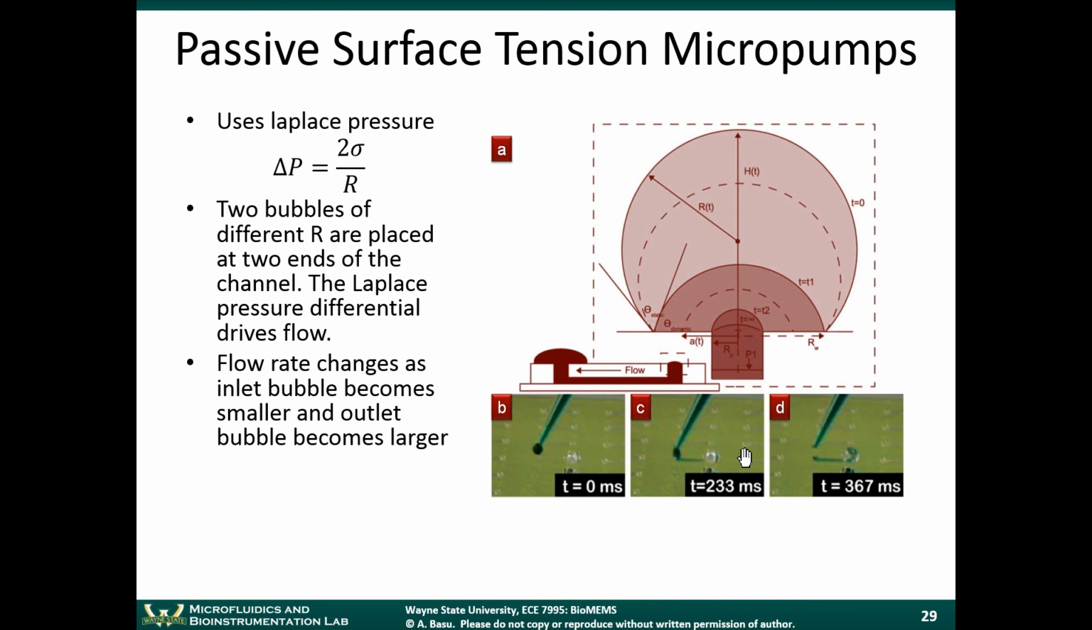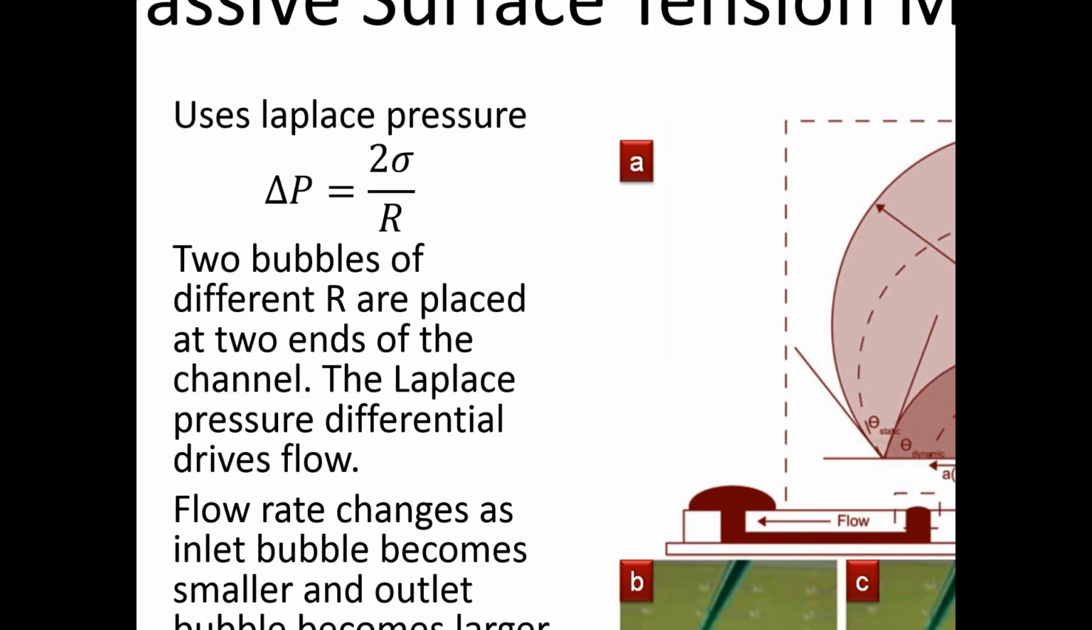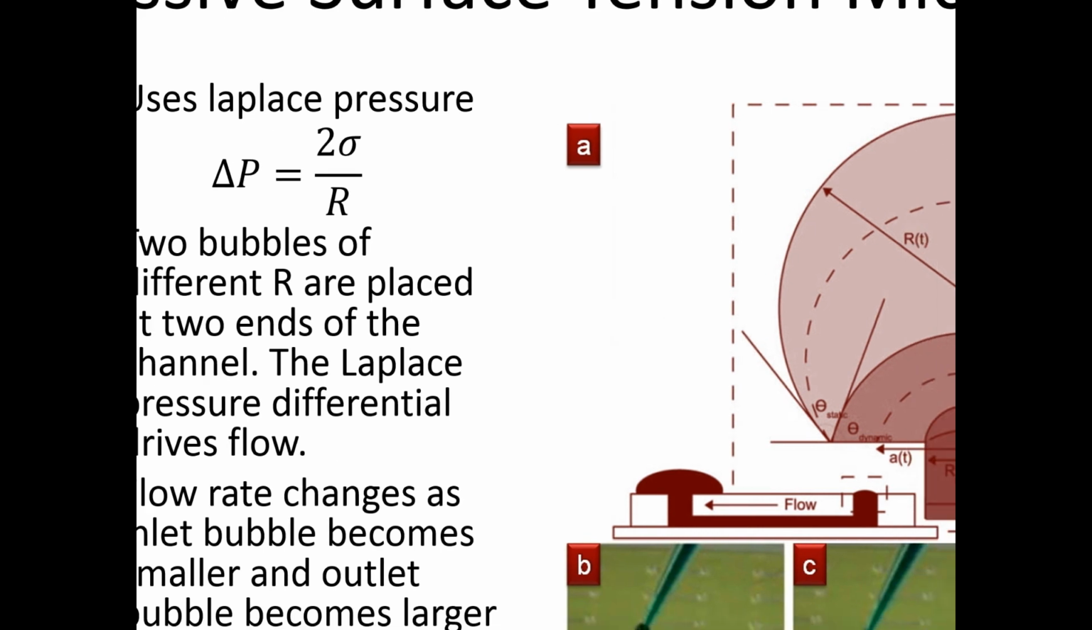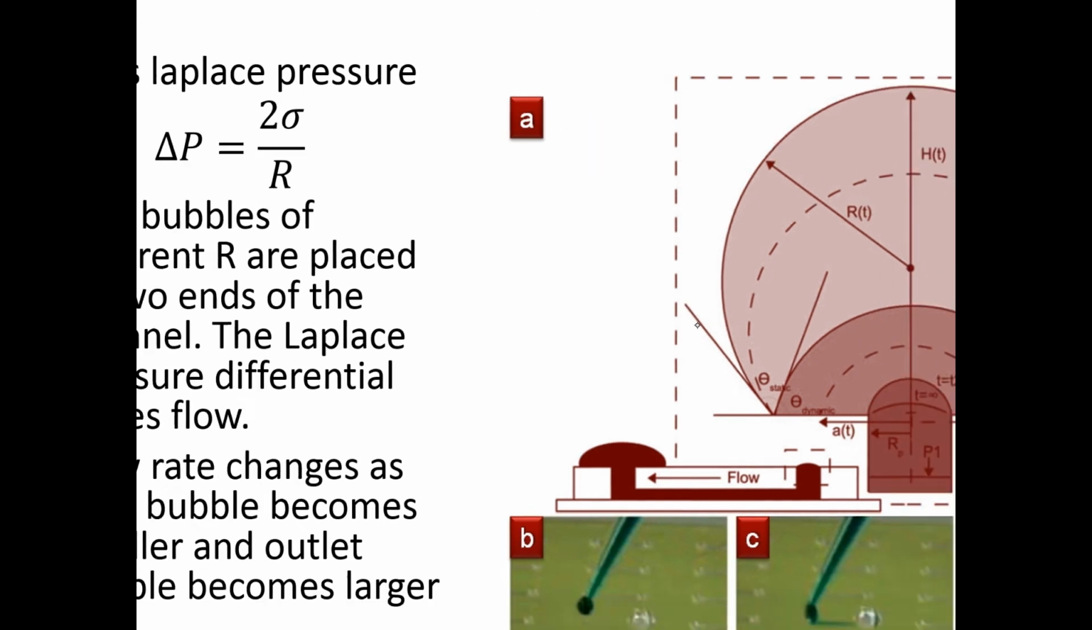This is a pump that's just based on surface tension. We talked about capillarity. Now we can talk about surface tension being used in other ways. So the Laplace pressure I mentioned is delta P equals 2 sigma divided by R. Sigma is the interfacial tension. R is the radius of the bubble.